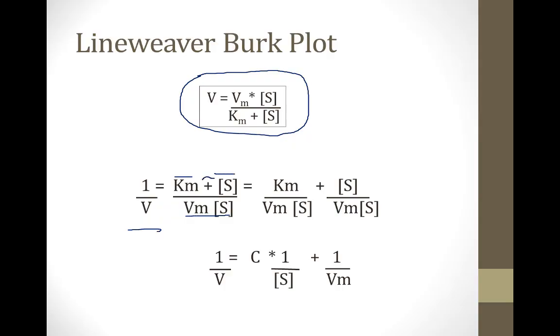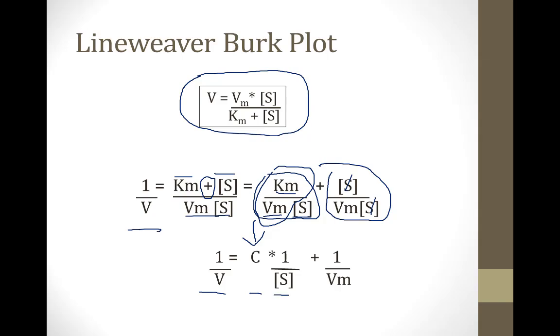Well, now what we can do is take this plus sign, which we have on top, and split the right side of the equation into two elements. The first element will be here on the left side of the plus sign. That will be Km on top divided by Vmax times S on the bottom. On the right side of the plus sign, we will have S on top divided by Vmax times S on the bottom, and these two S's cancel out. What we can do now is take Km divided by Vmax, which are both constants, and convert that into one constant C, which is what I've drawn down here at the bottom. We now have an equation of 1 over V equals a constant times 1 over S plus 1 over Vmax.